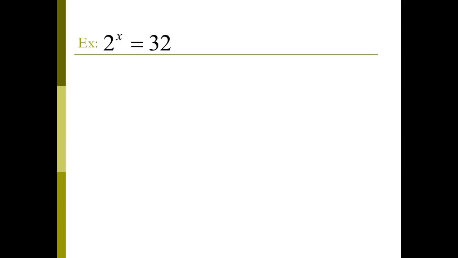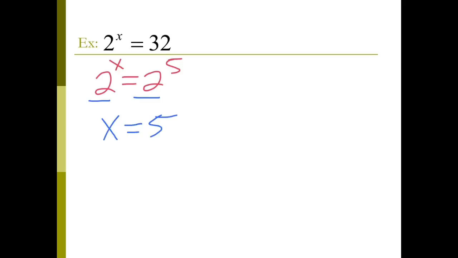Alright, so here's our first example. We have 2 to the x is equal to 32. My base is 2, so my goal is to somehow turn 32 into something with the base 2. Fortunately, 32 is the same as 2 to the 5th. So now I can say that the bases are the same. Since the bases are the same, the exponents must also be the same, which means x has to equal 5, and I'm done.